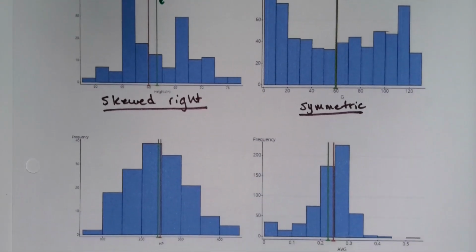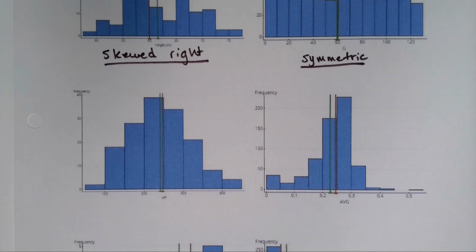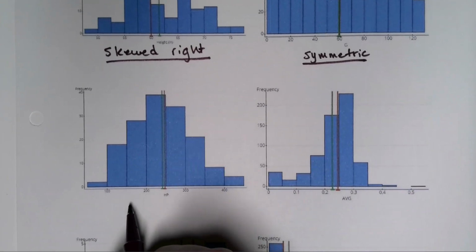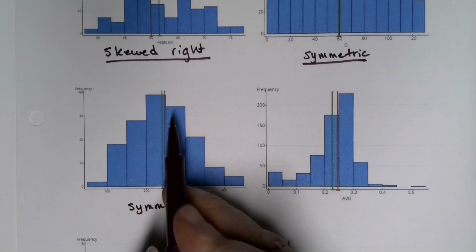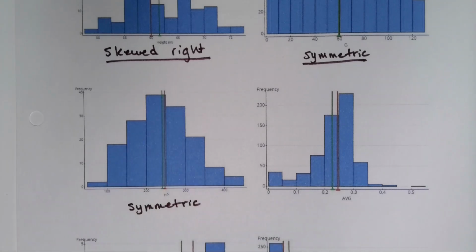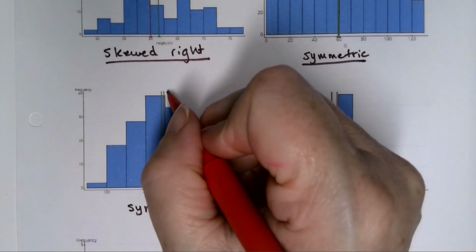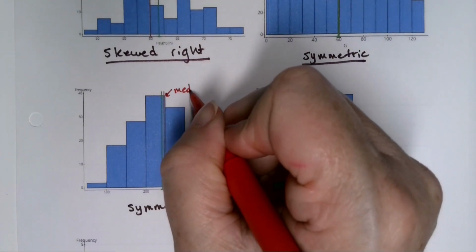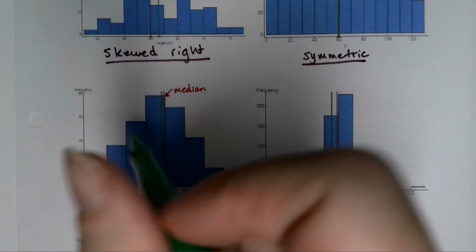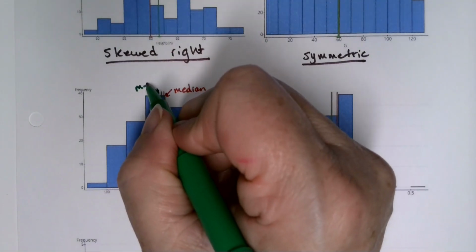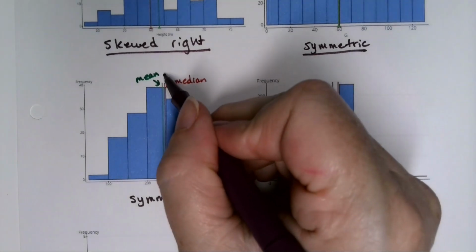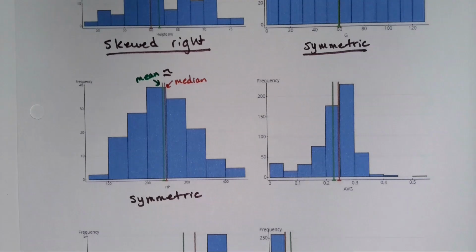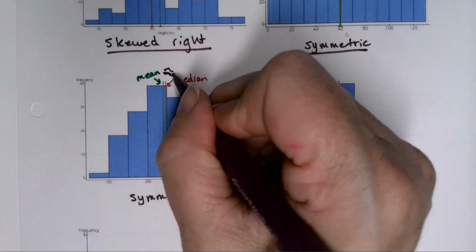Okay, what about this symmetric graph? This one's also symmetric, not quite as symmetric as the one above, but very close. You can see that the two lines are very, very close together. So the median is right here, the mean is right here, but they're basically on top of each other. They're basically equivalent. There's so little gap between the two, so they're essentially equal.